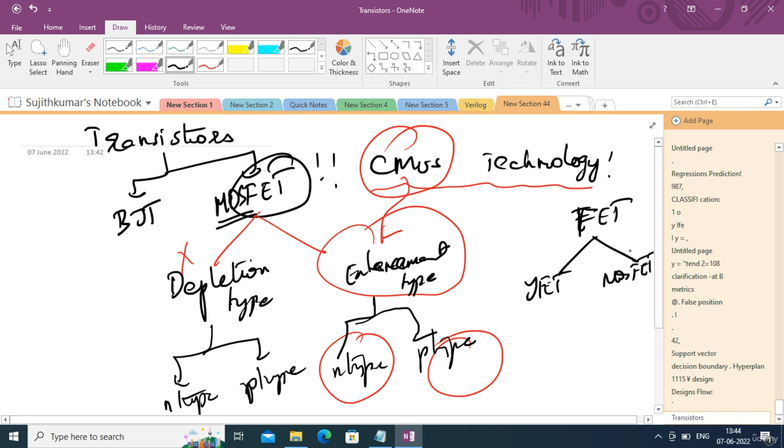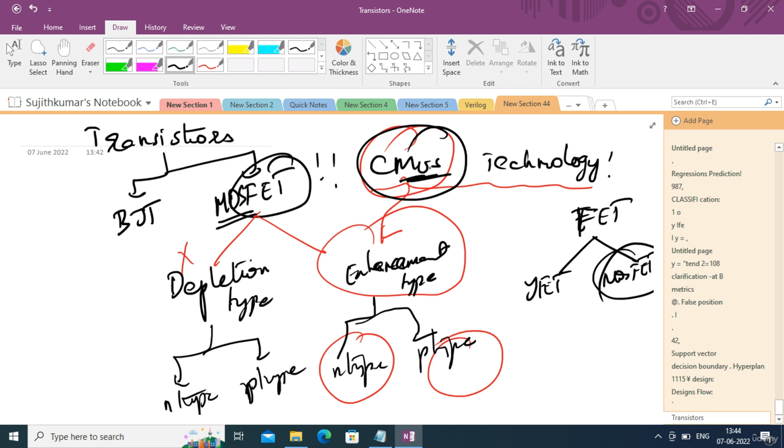That is again another type called MESFET. We are going to use MOSFETs only, right? So CMOS technology, as the name suggests, CMOS means complementary MOSFET. So we are going to use only MOSFETs. MOSFETs can be classified into two types, depletion type and enhancement type. In that we are going to use only enhancement type. So we are going to use MOSFETs, enhancement type, P type and N type.